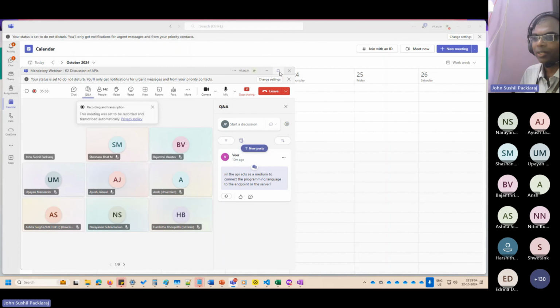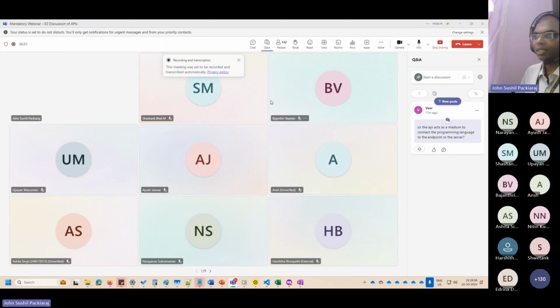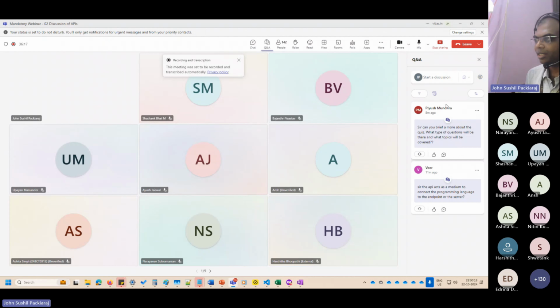Okay, so let's get to the Q&A part. First and foremost, you're right. An API is a medium to connect a programming language to the endpoint of the server. You're absolutely right. And if you're sharing that with me as a point, the point is well taken. And thank you so much.